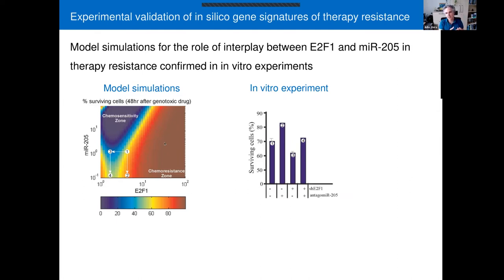And with this information in hand, we went to talk with our experimental collaborators, and then they designed an in vitro experiment, represented in this bar plot figure here, in which they try to mimic essentially what we did in our simulations. They play around with the repression of E2F and the microRNA, and when they repress these molecular markers and apply the genotoxic drug, they check how many of the cells survive the therapy. And we actually found a very good agreement between our model simulations, here represented by the numbers, and the experimental data produced by the collaborators.